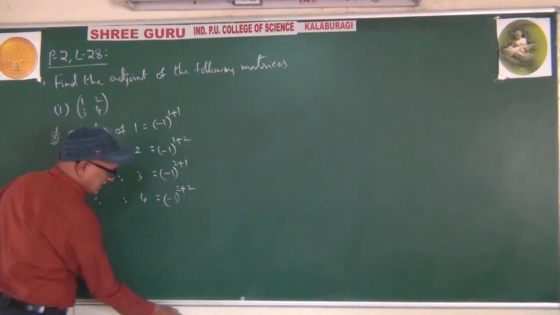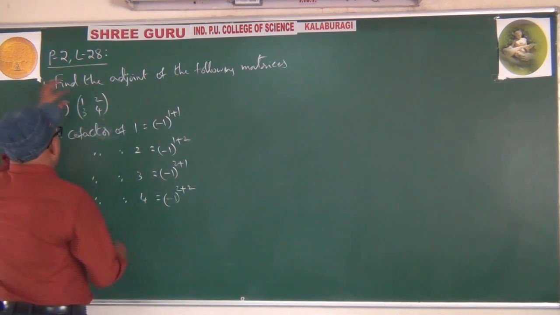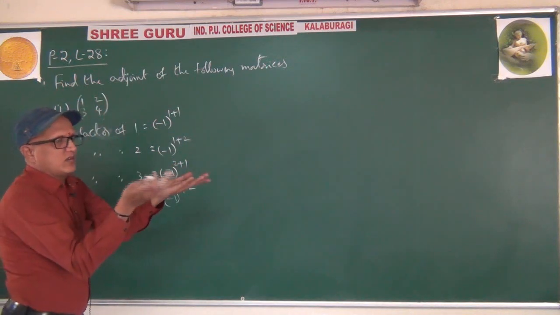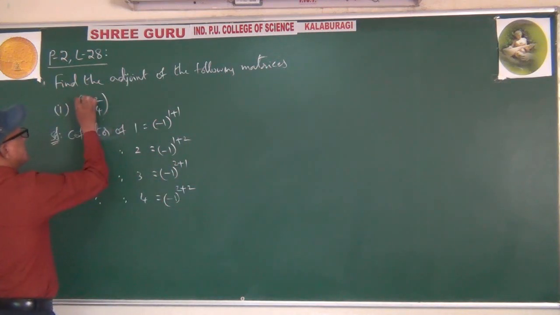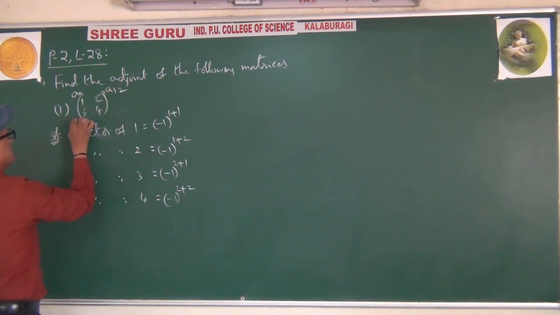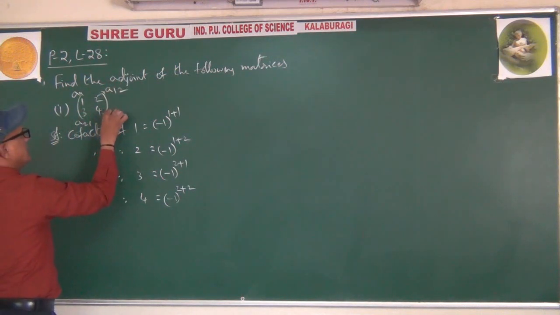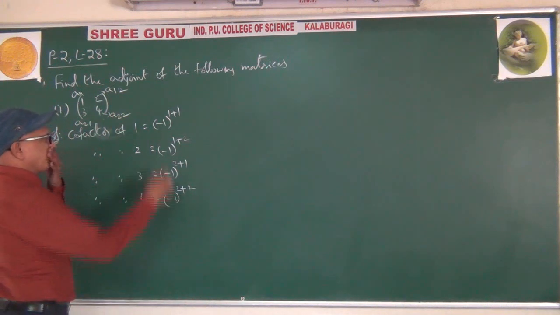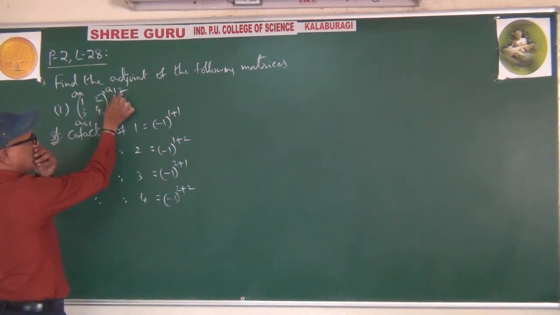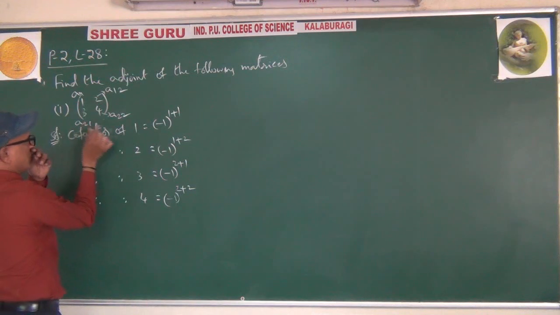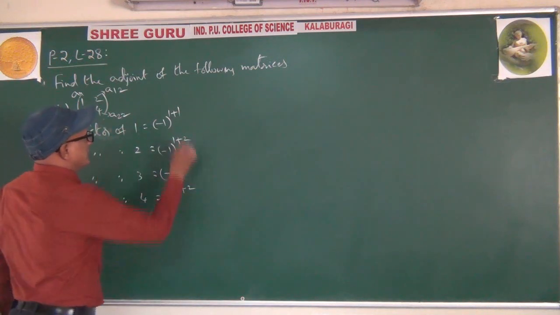Sir, from where you got all these things? What is the address? I have told so many times. What is the address for this? A11, this one, A12, this one, A21, this one, A22. Minus 1 whole power 1 plus 1, minus 1 whole power 1 plus 2, minus 1 whole power 2 plus 1, minus 1 whole power 2 plus 2.